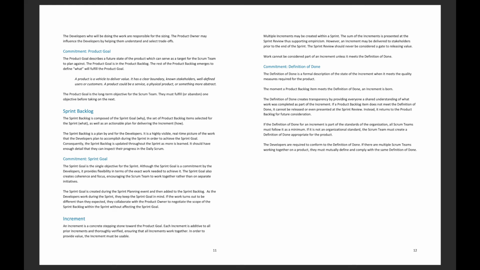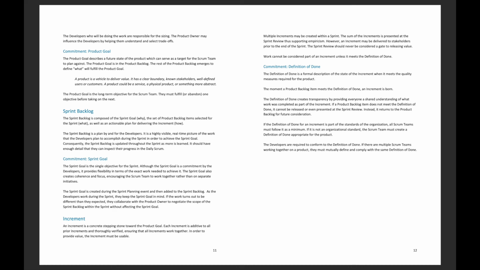Increment. An increment is a concrete stepping stone towards the product goal. Each increment is additive to all the prior increments and thoroughly verified, ensuring that all increments work together. In order to provide value, the increment must be usable. Multiple increments may be created within a sprint. The sum of the increments is presented at the sprint review, thus supporting empiricism.